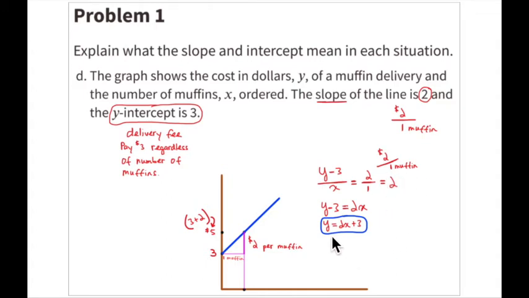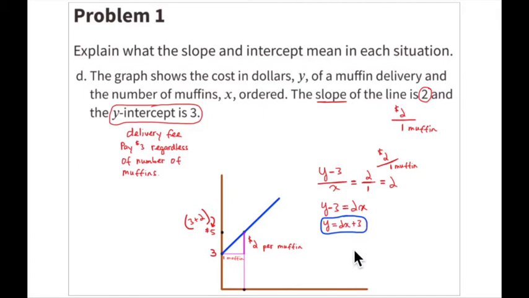So then if you want to figure out what's the total amount of money that I spent on these muffins, that's going to be the $2 for each muffin. So X is the number of muffins times 2. So it's going to change. Y is going to change by $2 each muffin. So you multiply the number of muffins that you purchased times that $2, but then you have to add in the delivery fee. So you're going to pay the bill.